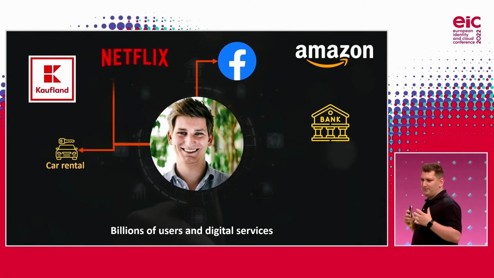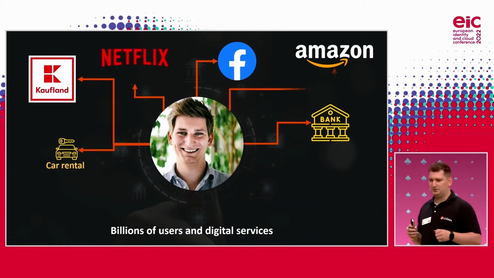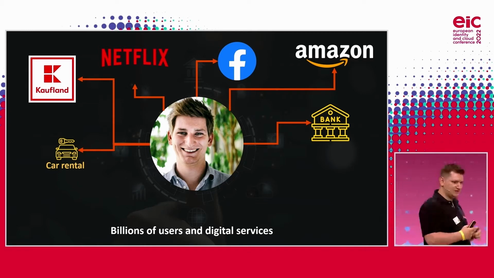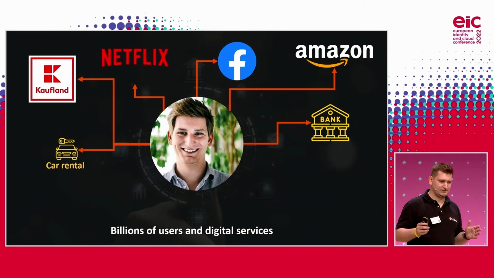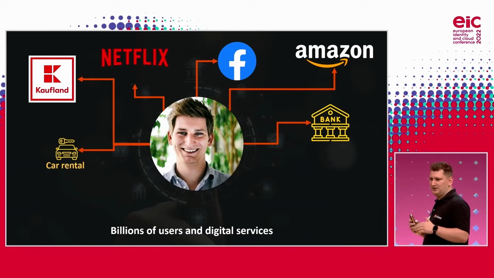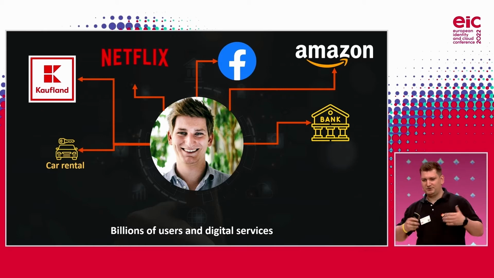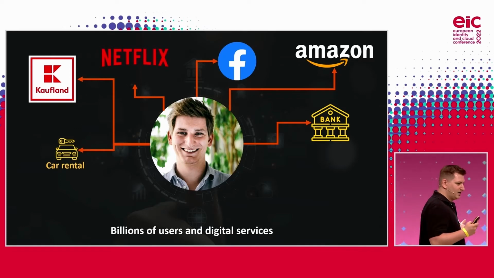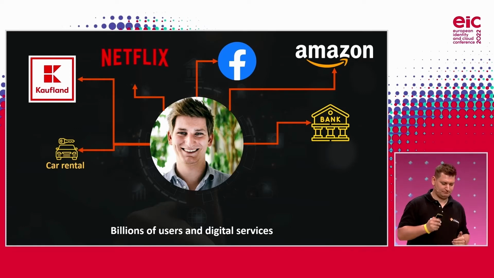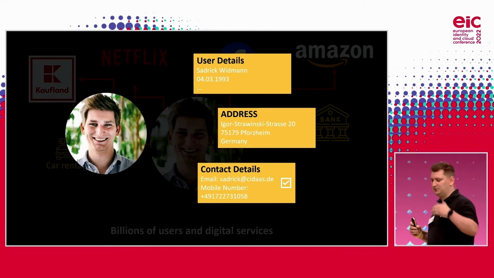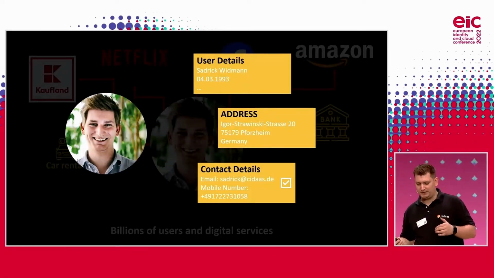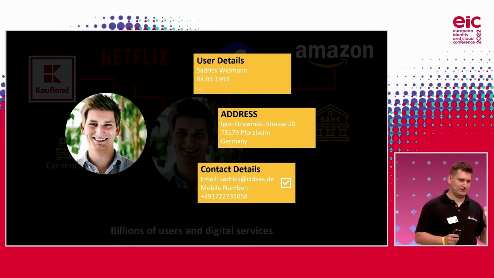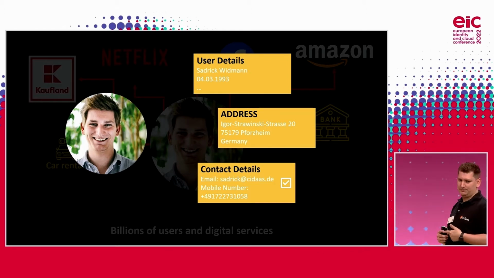Today, there are billions of users and digital services. So if you take me as an example, I use social networks like Facebook, Instagram, and more on a daily basis. I visit different retailers like Kaufland, like Amazon. I also use different streaming services, and I also access my bank account or use car rental services, for example, when I'm in Berlin. In all these contexts, I have the user details, so first name, my age, birth date. I also have address details and the contact details. And I can verify the contact details. So I can verify an email, I can verify a mobile number.